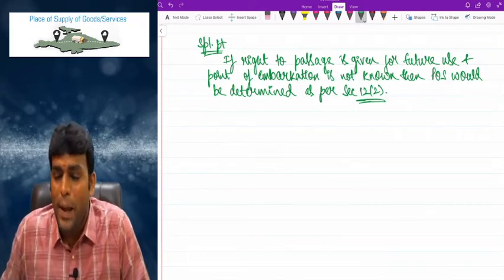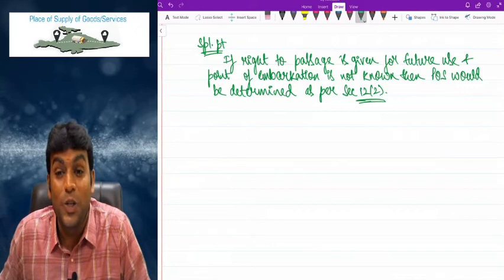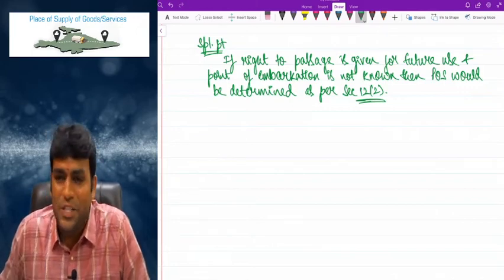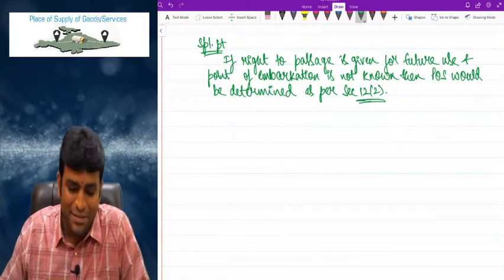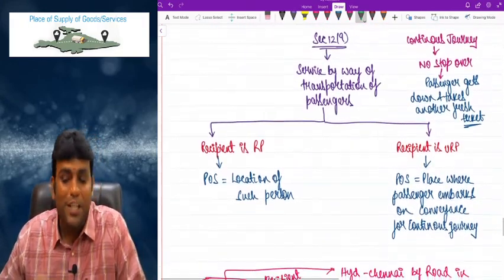That means they told, please don't apply 12.9, please apply 12.2. And what is 12.2, by the way? 12.2 is nothing but the general rule. Clear, right? That's it. Come on, take this. Very, very interesting point, my dear friends.